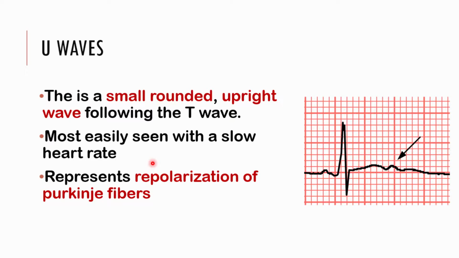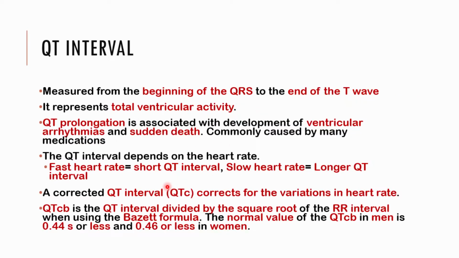Then sometimes you may get a U wave. This is pretty much a small rounded upright wave that usually follows the T wave. It's seen especially when the heart rate is very slow. If the heart rate is much faster, then you won't be able to recognize this U wave. And what this U wave pretty much represents is repolarization of the Purkinje fibers.